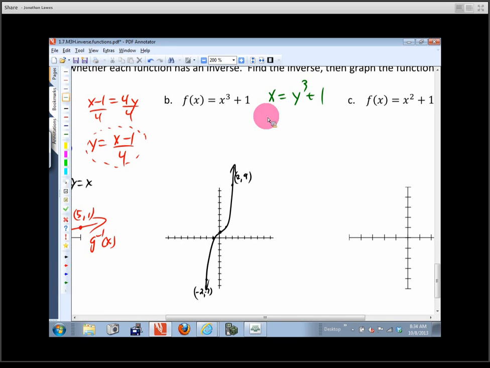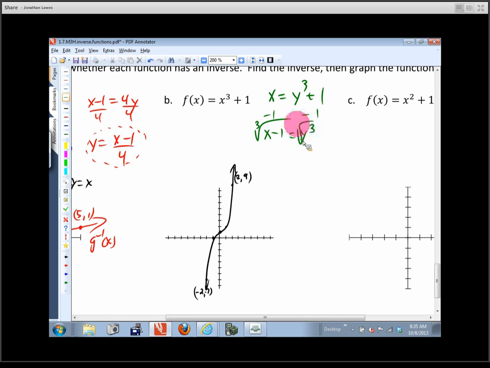First step in solving, what do I do, Sarah? Subtract 1, so we're going to subtract 1 from both sides, so this is x minus 1, and then this is going to be y cubed. And then Noah, how do I get rid of the cubing? Cube root. Take the cube root of both sides.